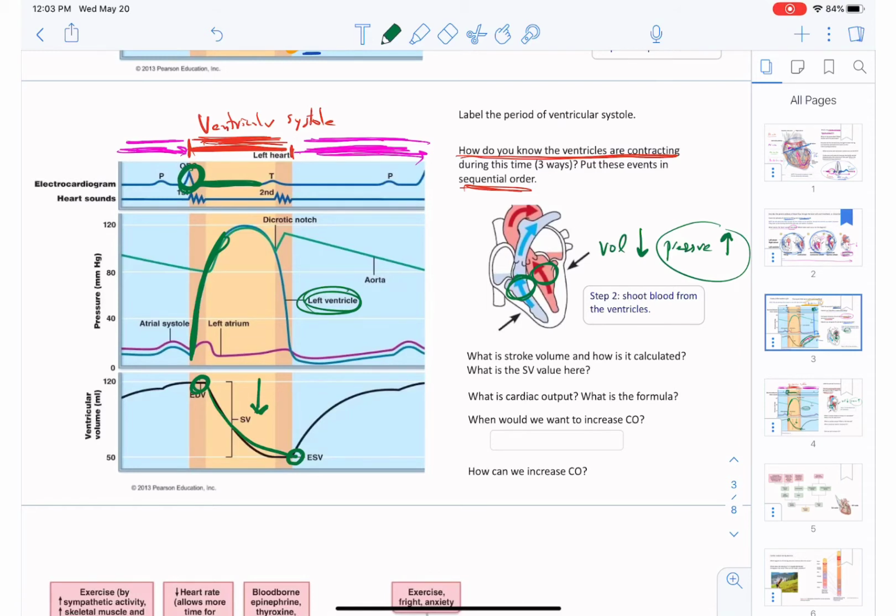And the sequential order is, first, you have the QRS complex, which causes ventricular systole. When the ventricles contract, the volume goes down and the pressure goes up. And when the pressure goes up, that causes the pressure in the left ventricle to become greater than the pressure in the aorta, and that causes blood to rush from the ventricle into the aorta. And the same thing's happening on the right side of the body.